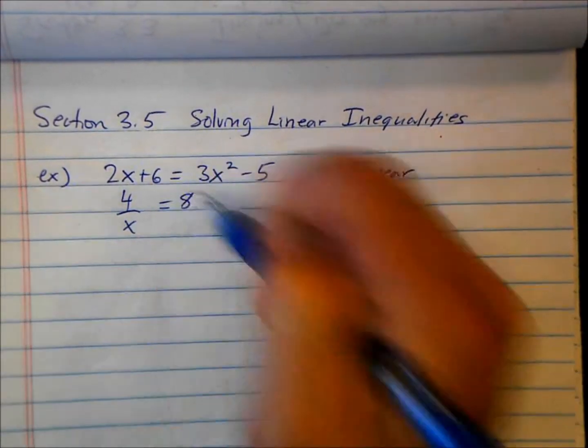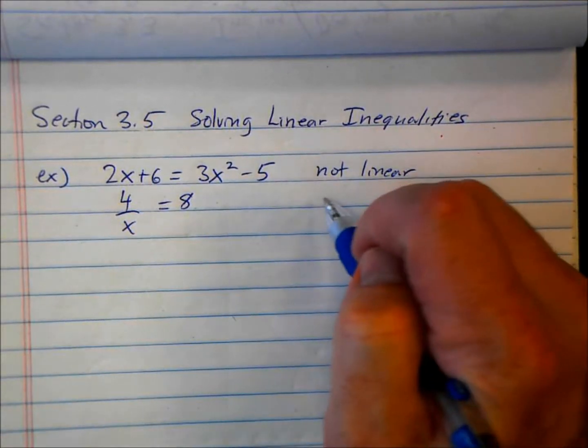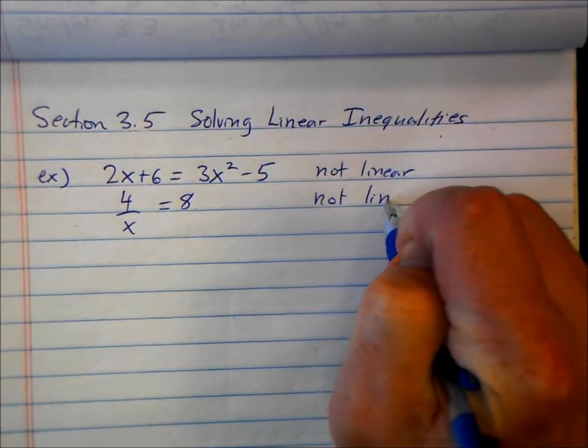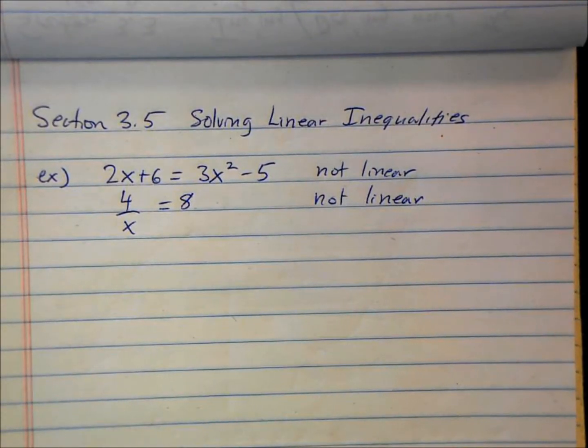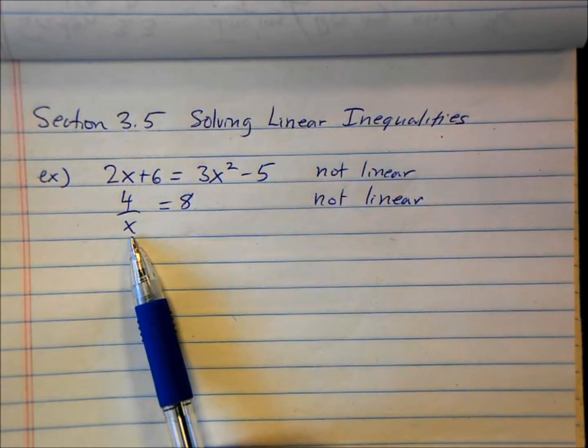4 over x equals 8. Linear or not linear? Someone votes for linear, saying it has a y intercept and a slope. No, I don't think this one does. I think this one is not linear. What makes it not linear? You can have fractions, but you cannot have x's in the denominator. You're going to have variables on the bottom. So that one's not linear.